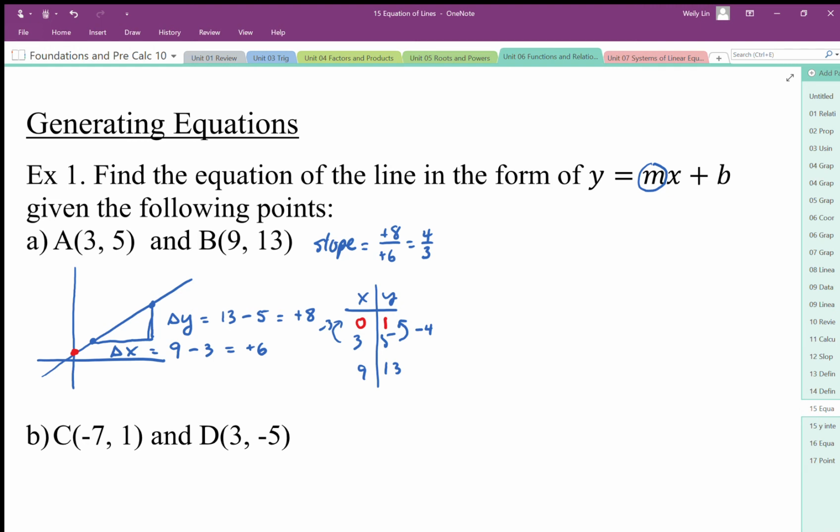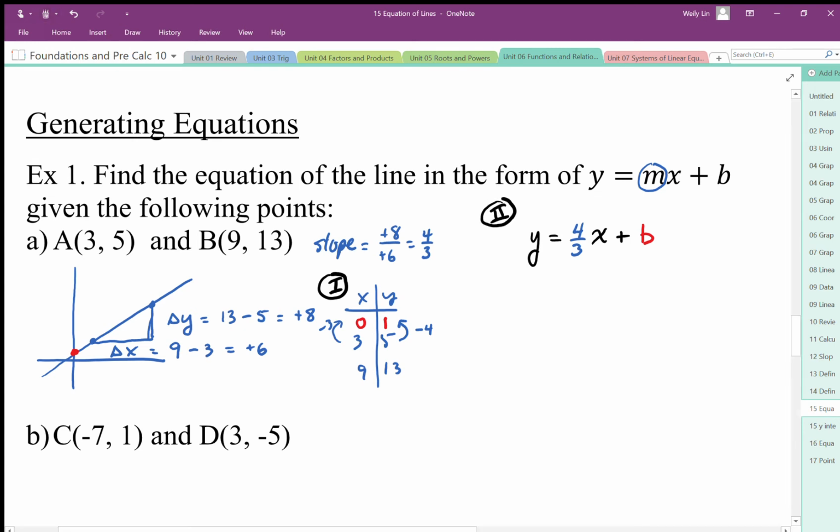So let's look at another way we can do this. Once I have the slope, I know part of my equation, so I'm going to write down what I know. I know my slope is 4 over 3, and I don't know my y-intercept. Although I calculated it here, let's assume that we don't know what the y-intercept is, and we'll look at another way of finding it. This is a second way to calculate the y-intercept.